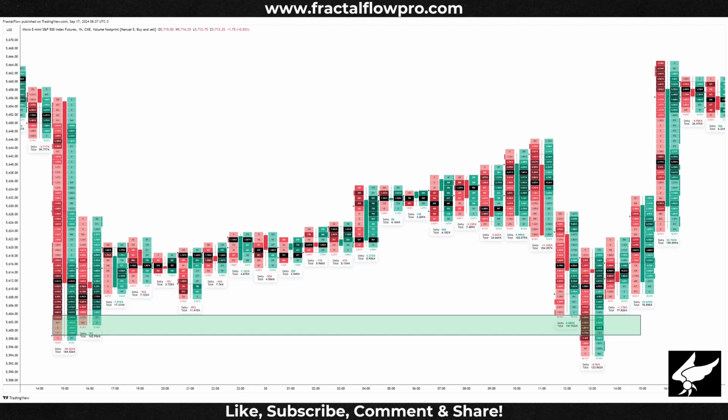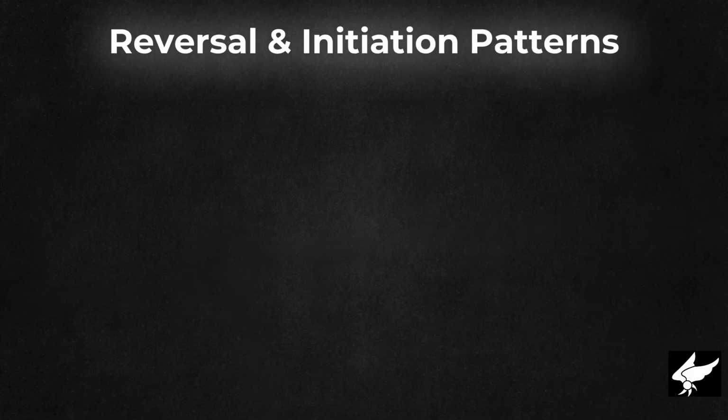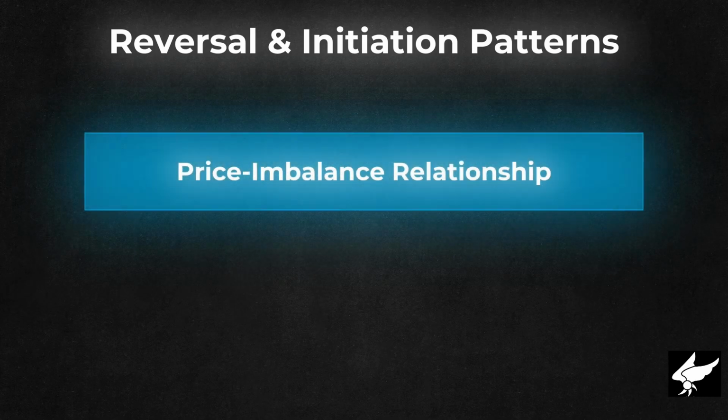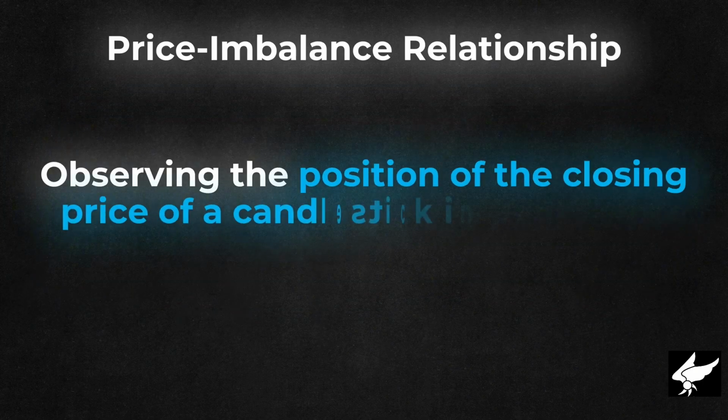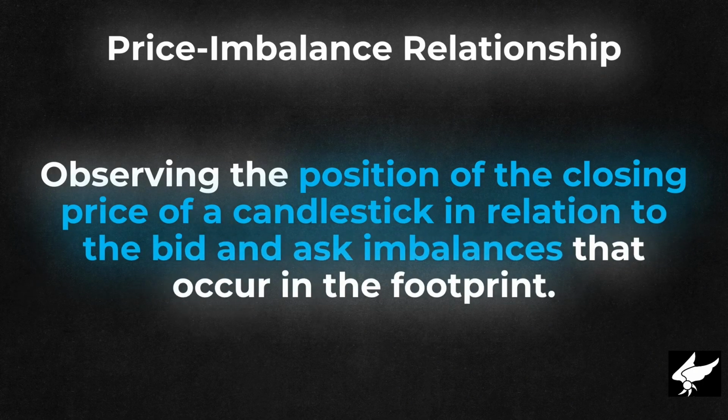Before we observe examples of that, we need to be aware of two important aspects of the footprint: the price imbalance relationship and the price delta relationship. Price imbalance relationship is observing the position of the closing price of a candlestick in relation to the bid and ask imbalances that occur in the footprint. This is important to identify potential absorption or initiative of market players, which are important features of market reversals.